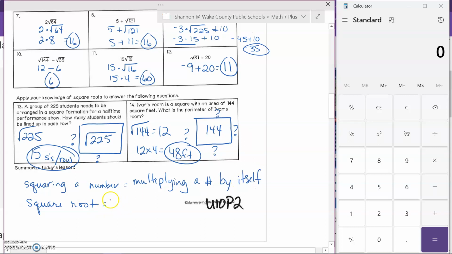And for square root, finding a number that when squared equals the number in the radical sign.